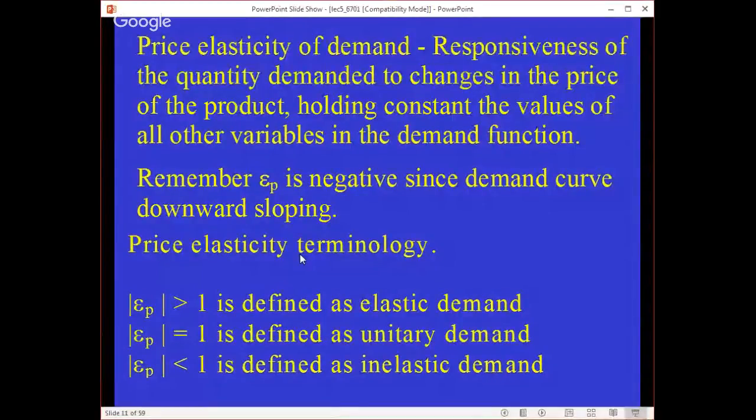If we're talking about just price or a change in price, if I increase price when I have elastic demand, I get a decrease in revenue. If I change price in any direction, if I have unitary elastic demand, I get no change in revenue. And finally, if it's inelastic demand, if I increase price, I increase revenue because the quantity demanded changes by less than the percentage change in price.